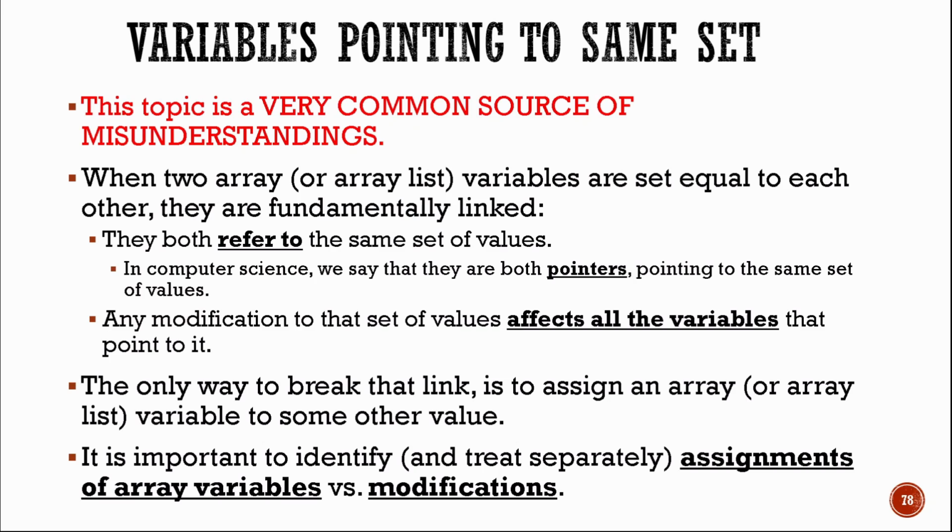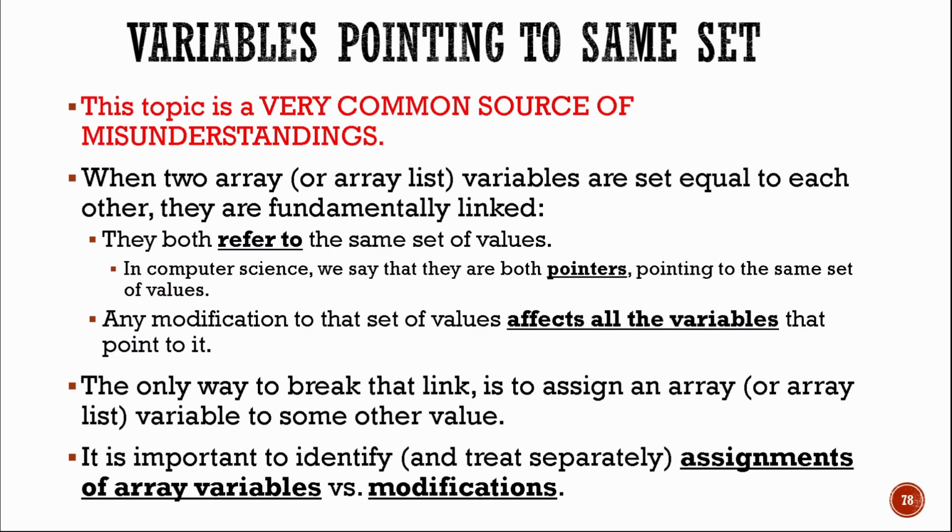Variables pointing to the same point. This topic is a very common source of misunderstandings. When two array or ArrayList variables are set equal to each other, they are fundamentally linked. They both refer to the same set of values.